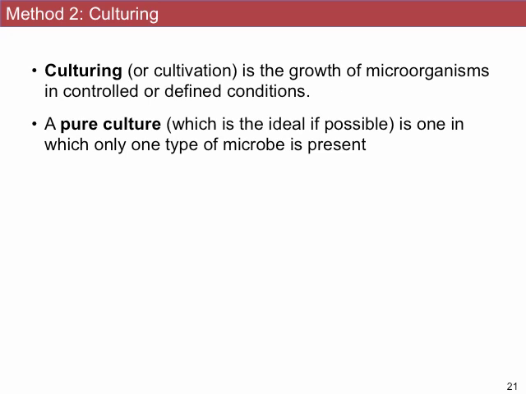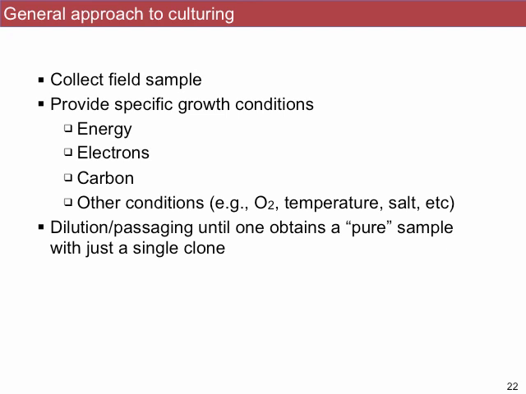What people really try to do is obtain what's called a pure culture, where, usually through a series of dilution steps, you isolate each individual cell from other individual cells in your sample. Then you grow up copies of that individual cell in isolation from everything else. That's what's called a pure culture, and it allows you to study that individual species in much more detail when it's isolated from everything else.